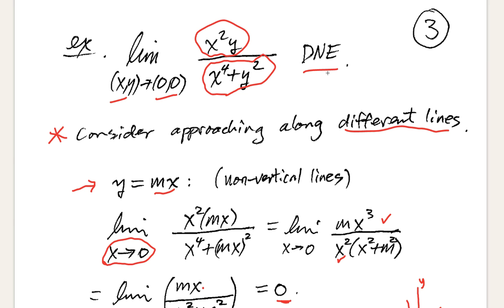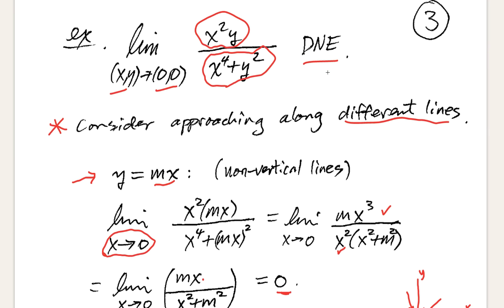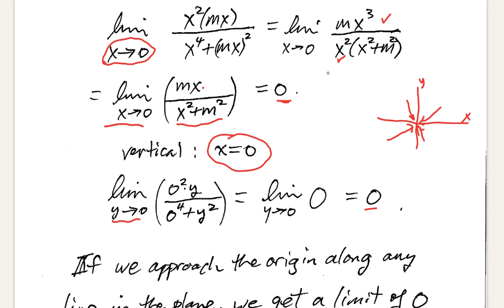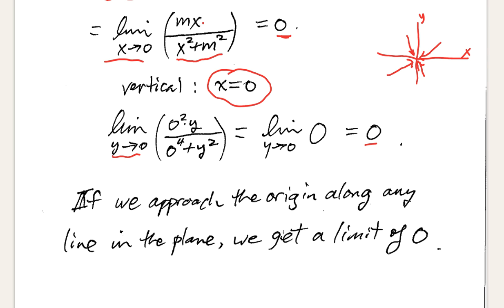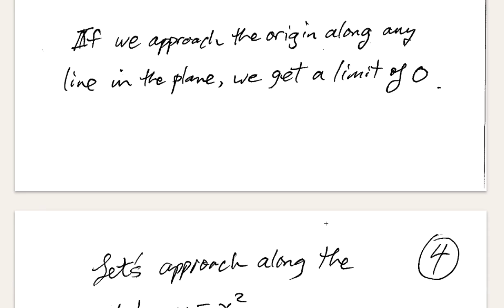Wow. This is way different than the kind of situation that could happen in one dimension, right? This is very different here. I claim the limit does not exist. Well, how do I show that then? This is kind of tricky. If we approach the origin along any line in the plane, we get a limit of 0.